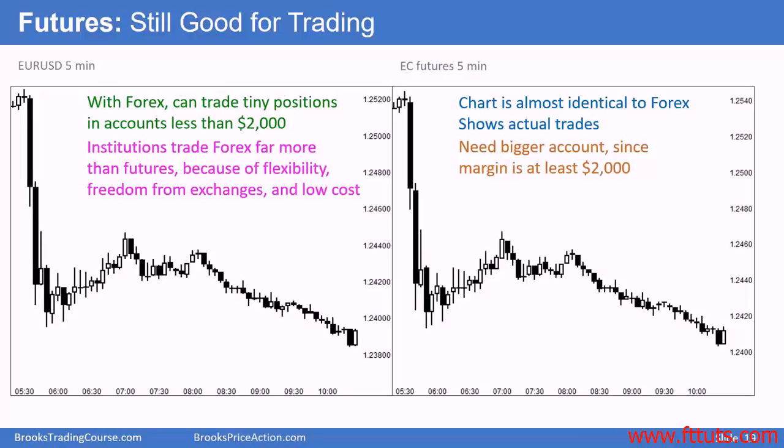But a futures trader needs a bigger account because the margin is always going to be at least $2,000, $3,000, $4,000 to trade one contract. Volume is still very good. So on this particular day, this big bear breakout had a 5-minute bar with 37,000 contracts, which is huge volume. It's not like futures have such thin volume that you should not trade them. The volume is still huge, so the bid-ask spread is usually one tick. Just like if you're trading Forex markets, the bid-ask spread is usually one pip or around one pip.